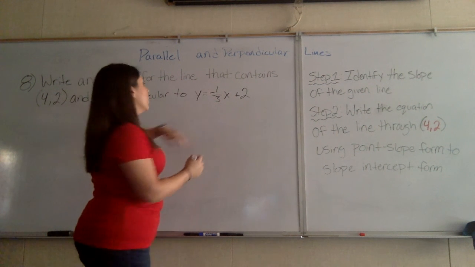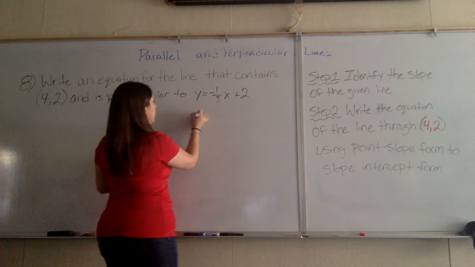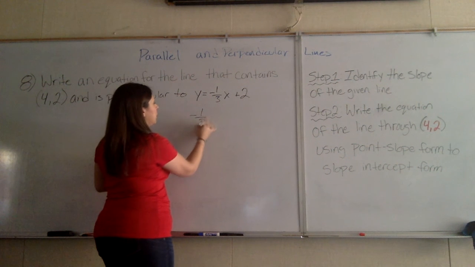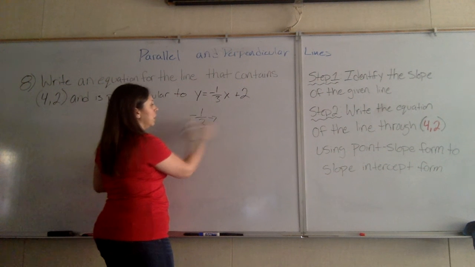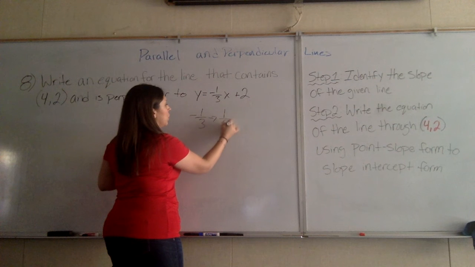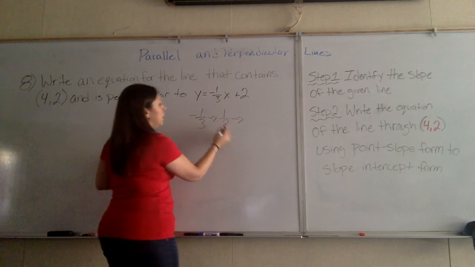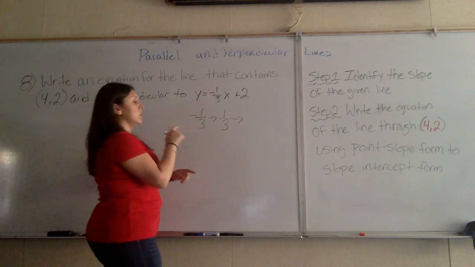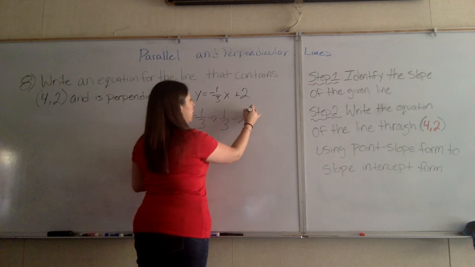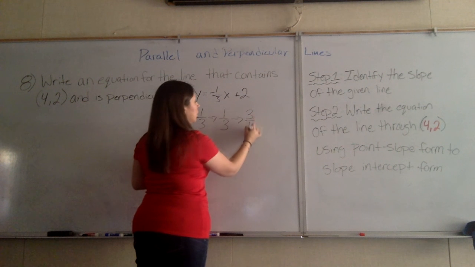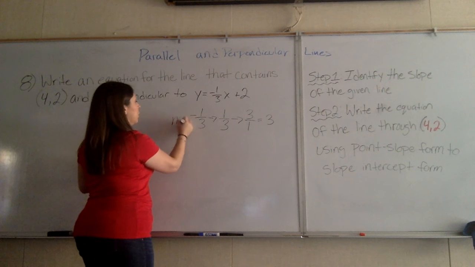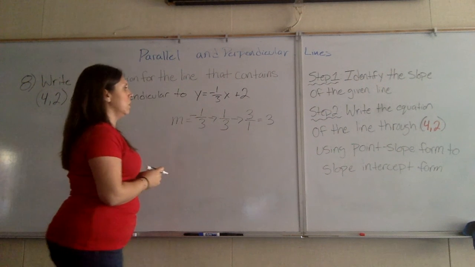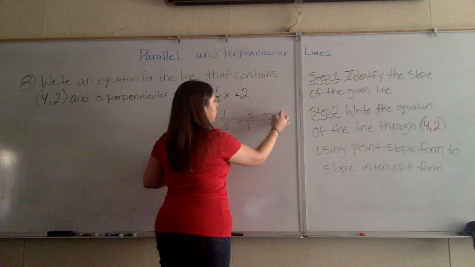So I'm going to take 1/3, so negative 1/3. I'm going to change it to the opposite sign, so instead of a negative, it's going to be a positive 1/3. And then I have to flip it over. I need to do the inverse. So I'm going to do 3/1. So my slope is going to be a positive 3.